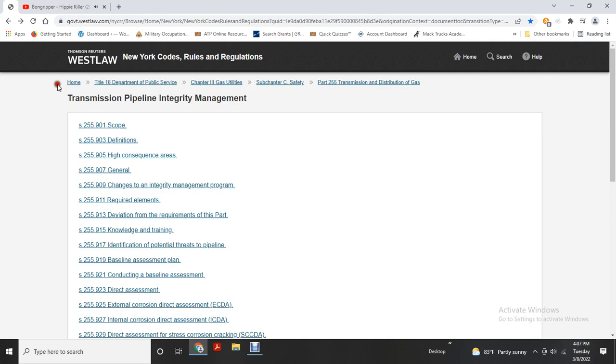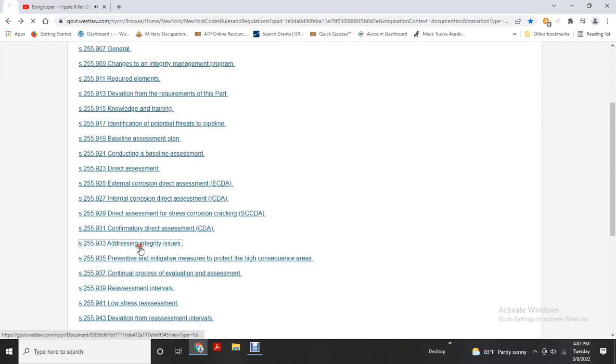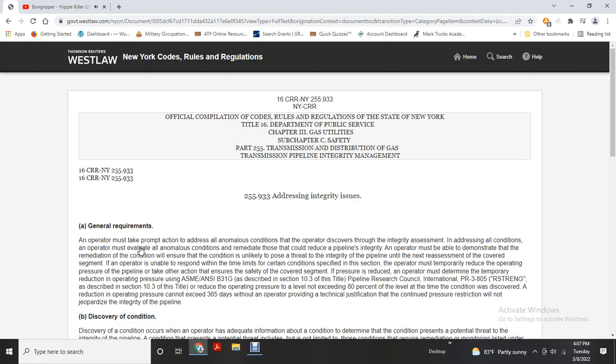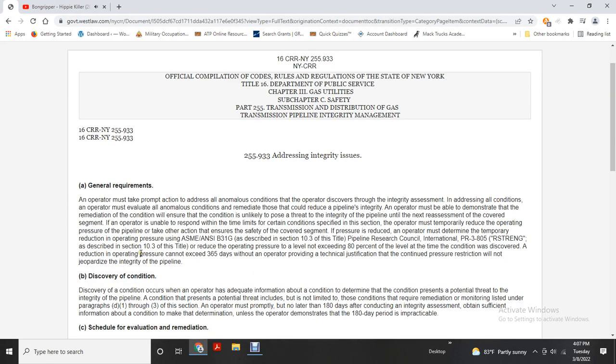Addressing integrity issues. General requirements: the operator must take prompt action in anomalous conditions discovered by the integrity assessment and address all conditions. The operator must remediate anomalous conditions that can reduce pipeline integrity. The operator must be able to demonstrate the remediation of the condition and ensure the condition is unlikely to threaten the integrity of the pipeline until the next assessment of the covered segment. The operator may also respond within a time limit for certain conditions specified in the section.